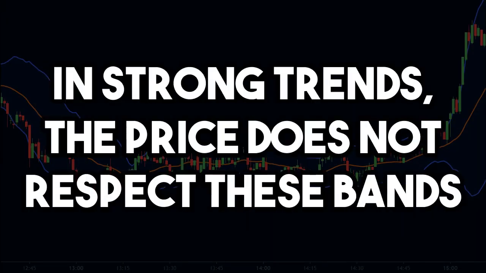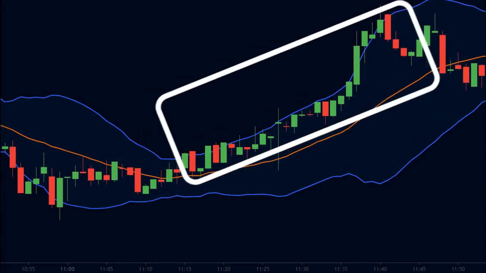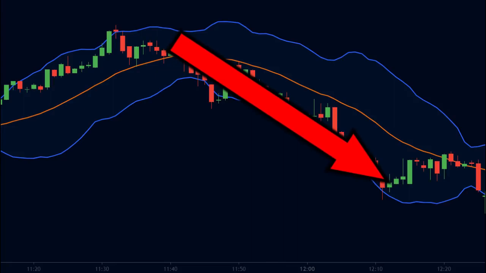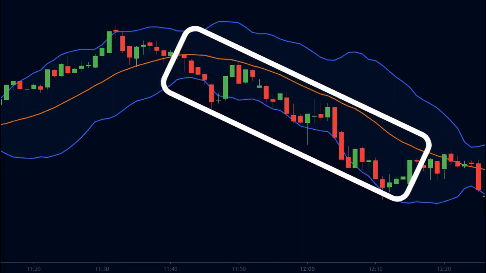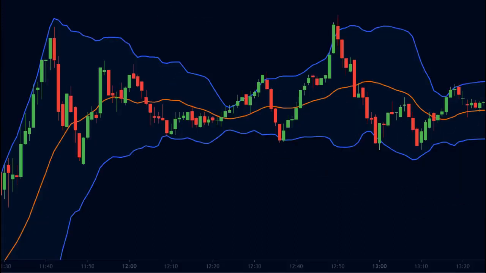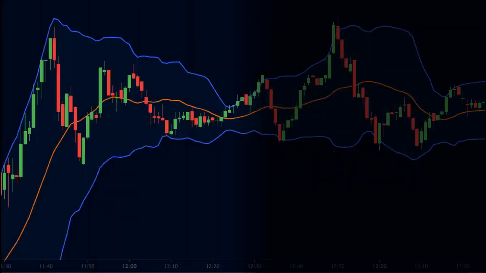But at the same time, in strong trends, the price does not respect these bands. For instance, in a strong uptrend, we see that the price stays around the upper band without facing any resistance. Similarly, in a strong downtrend, we see that the price stays around the lower band without facing any support. But for the most part, the upper and lower bands provide strong resistance and support respectively. We will use this particular characteristic to find trading opportunities.